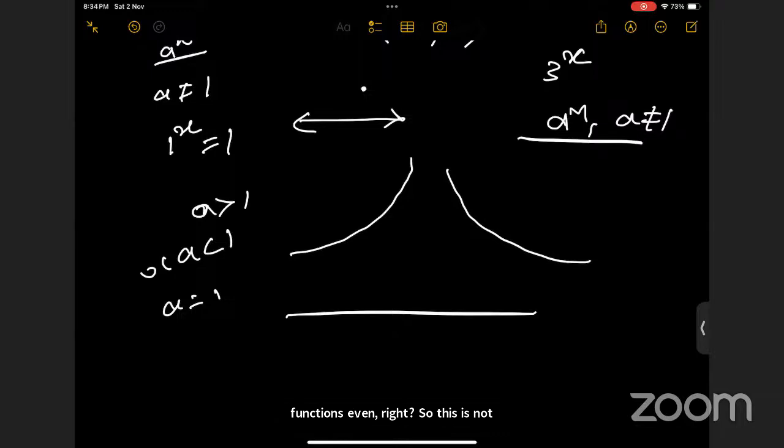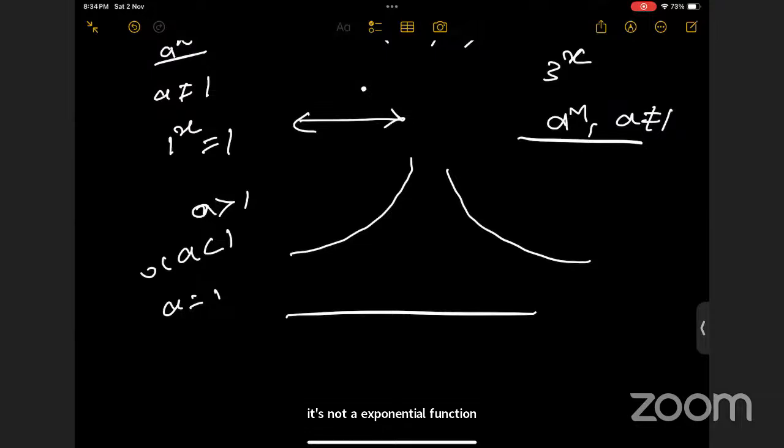Ma'am, can we also say the converse of this statement, like a function which is strictly monotonically increasing or decreasing is an exponential function, otherwise it's not? No, no.